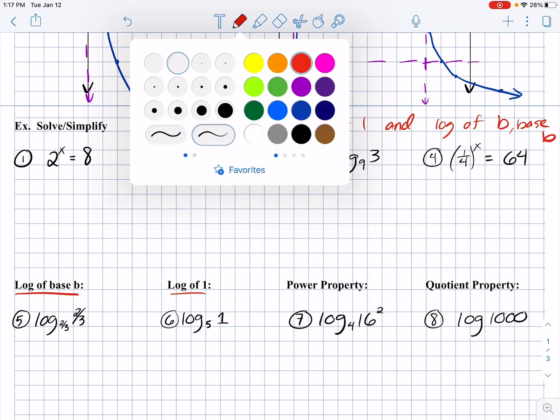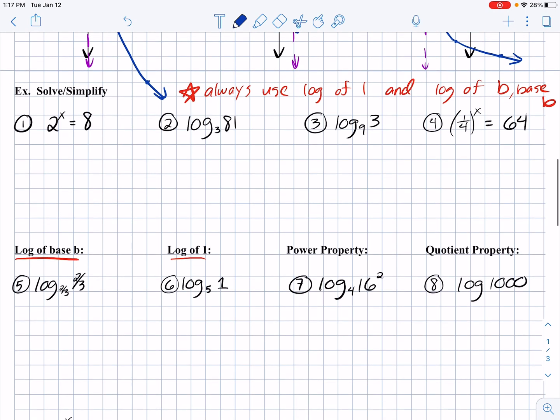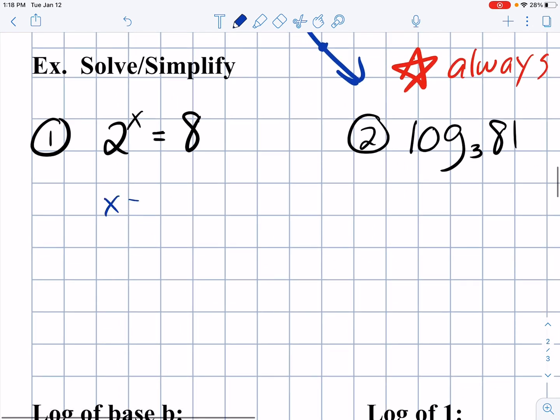Before we do that, this is some good practice for how we use logs. They're used to solve for exponents. Sometimes you don't need logs. For example, 2 to what power gets you 8? We know that x needs to equal 3.